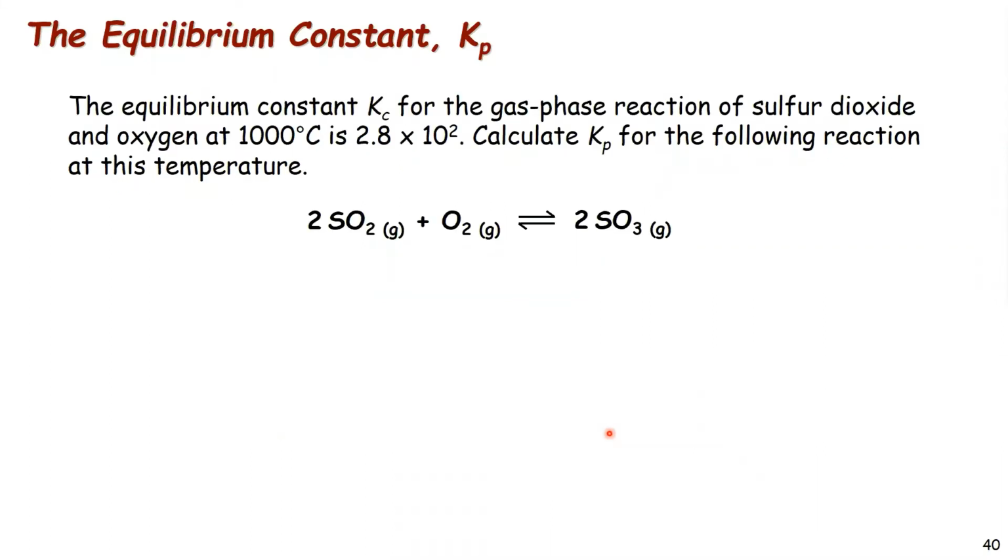Okay, so let's try an example. Let's say the equilibrium constant, now this is Kc, for the gas phase reaction of sulfur dioxide reacting with oxygen at 1,000 degrees Celsius to produce sulfur trioxide, has a Kc value of 2.8 times 10 to the 2, so 280. So the products are favored in this reaction. We want to calculate the Kp. Well, again, we know the relationship between Kp and Kc is that Kp is equal to Kc times the quantity of RT raised to the del N.